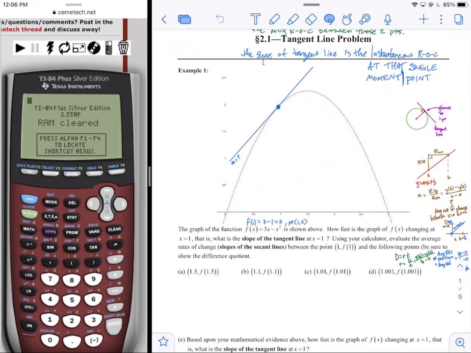Does it charge yours too? It does. Oh, okay. So if you have one of those new calculators and you want to charge it, you can charge it there. All right.